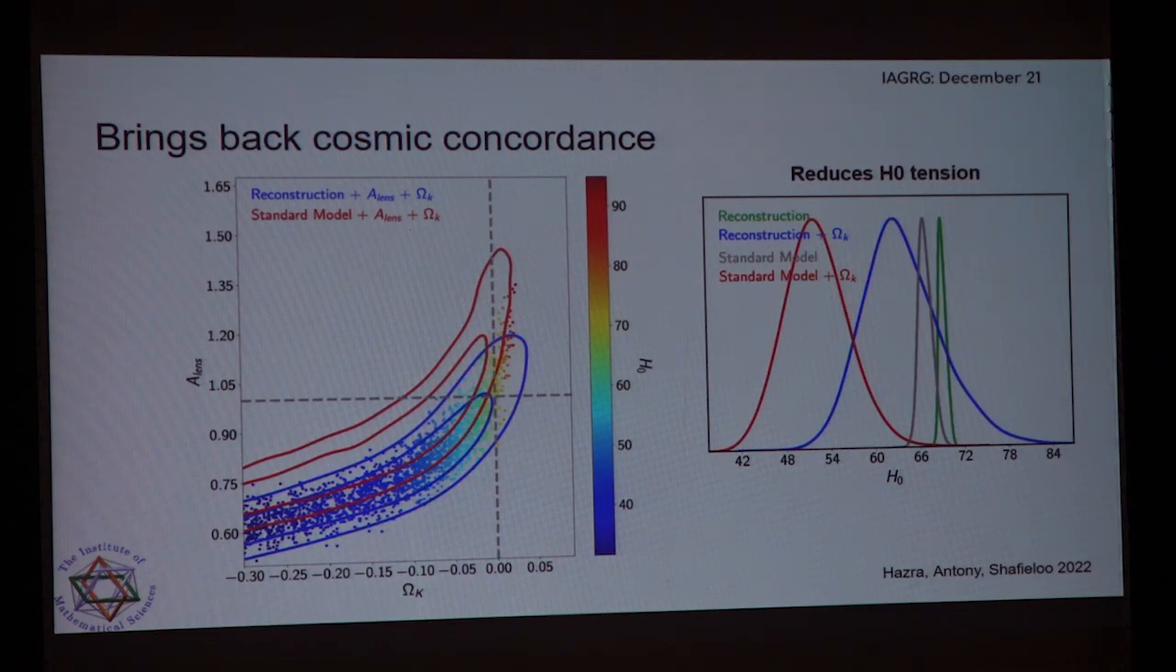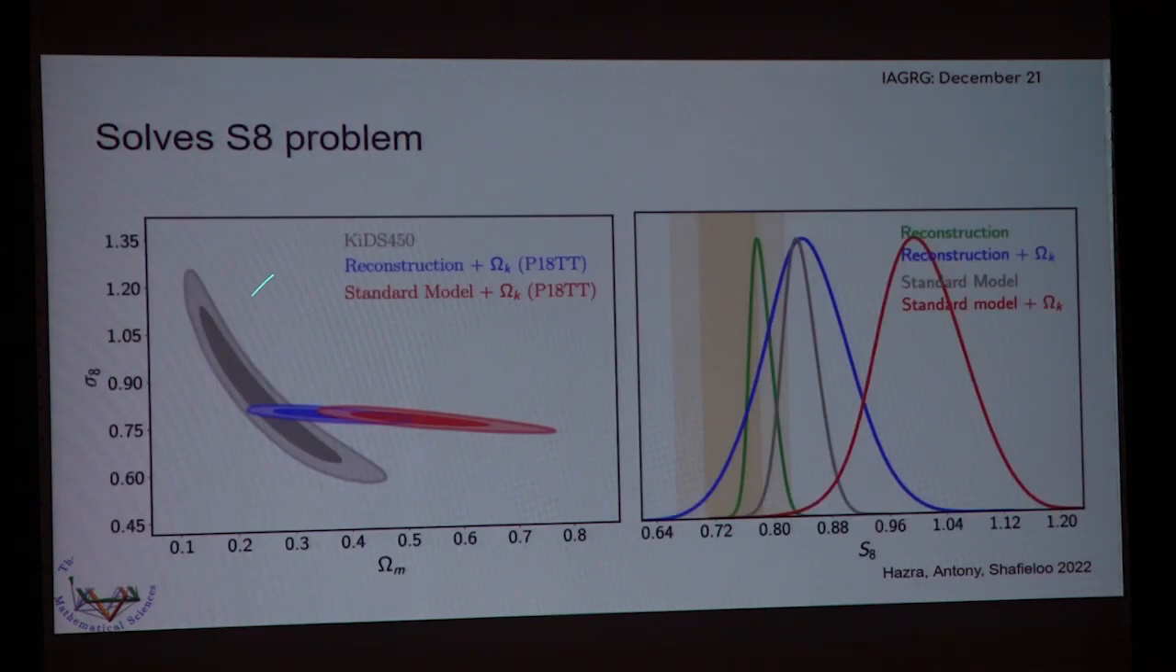It reduces the H naught tension. At the same time, what we find is that the standard model H naught is nearly 67, it becomes nearly 70 or something like that, or maybe here it is 69 or so. What happens to the S8 problem?